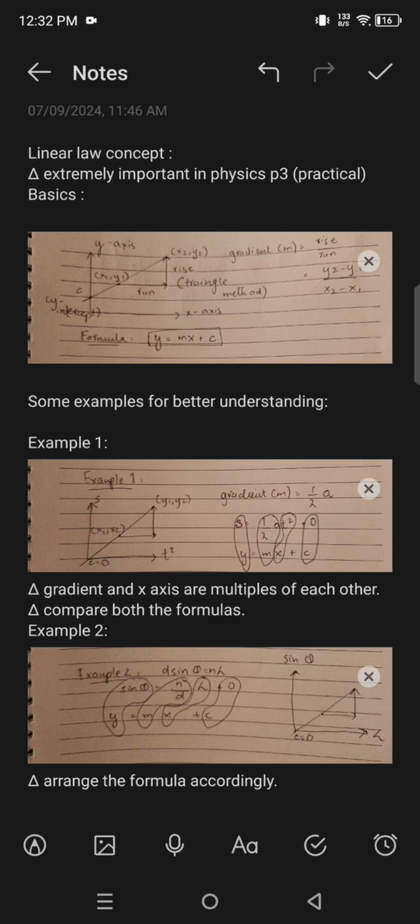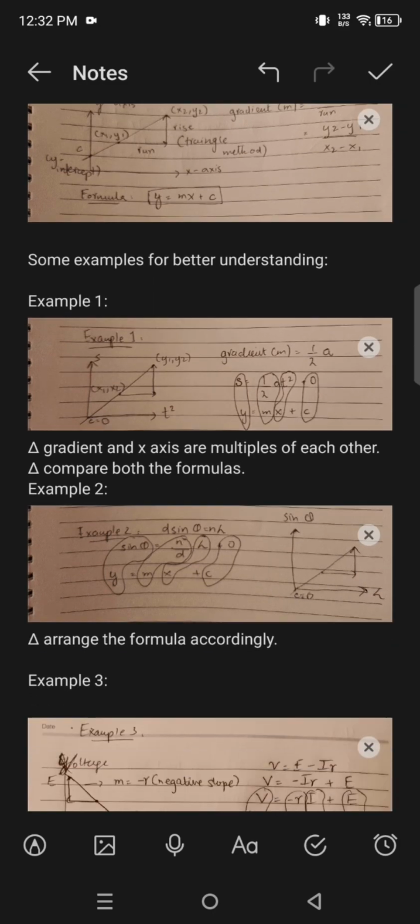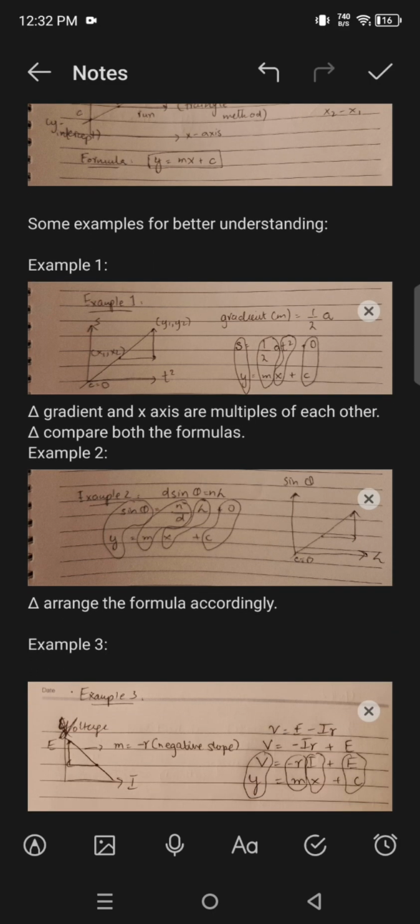I have compared the formula and I have concluded what my y-axis is, what x is, what the gradient is and what the c intercept is. Alright, so this is how you compare the formulas, you arrange the formula, and you get the specific answer for your specific components. With that, reminding you, please do note down all of this because when you write and listen simultaneously, your learning capability increases.